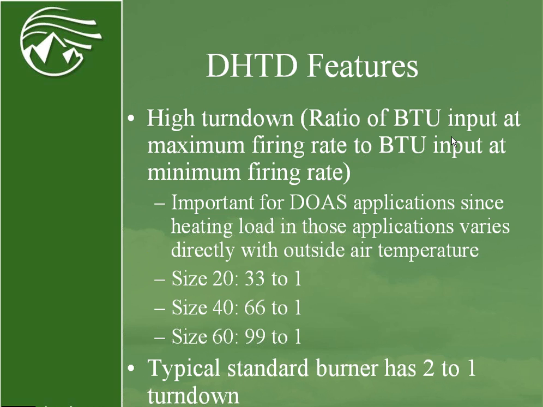In some of the sizes of the cabinets, on the size 20, we can go a 33-to-1 turn down. On the size 40 cabinet, we can get a 66-to-1. And then on the size 60, we can actually get a 99-to-1 turn down ratio on the burner. You take that and compare that to a typical burner that has 2-to-1 turn down. I mean, we have 99 stages of turn down versus 2.